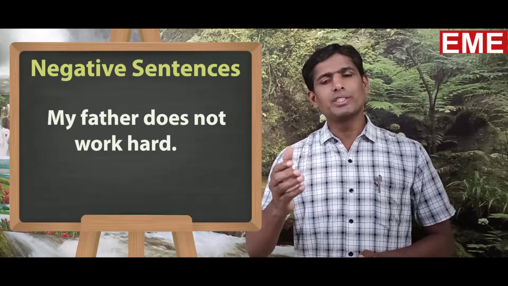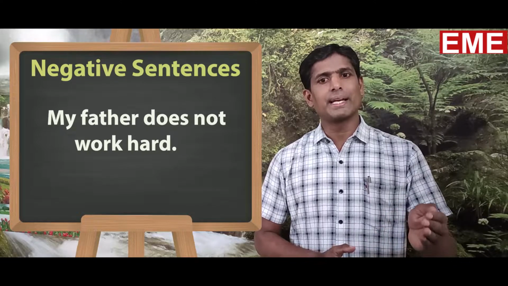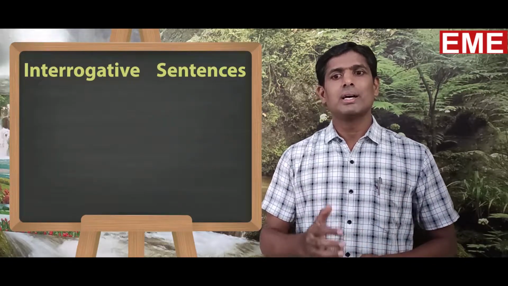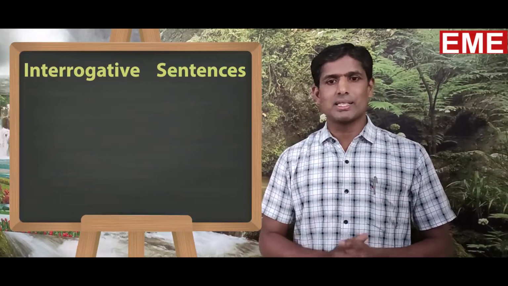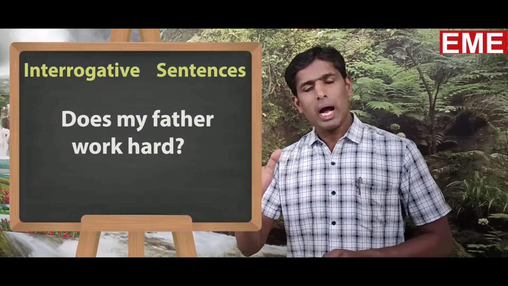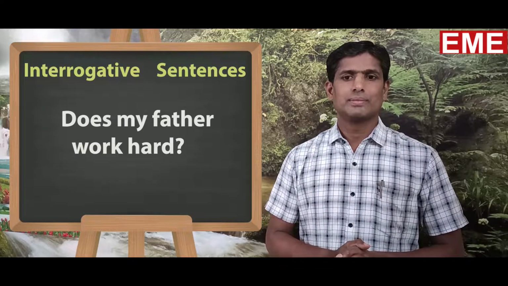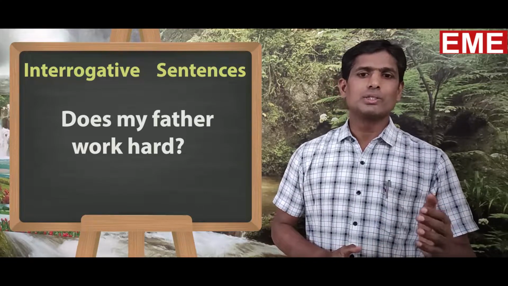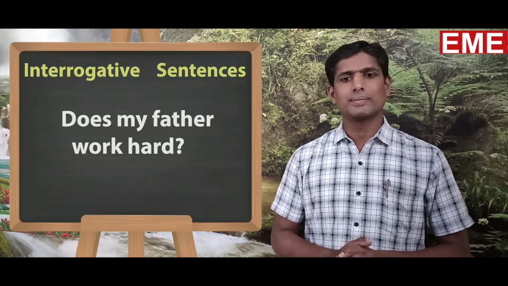In the fifth stage, we'll try to form negative sentences like my father does not work hard, because we also need to learn to form negative sentences. In the sixth stage, we'll together write interrogative sentences like, does my father work hard? Because we need to learn to ask questions as well.